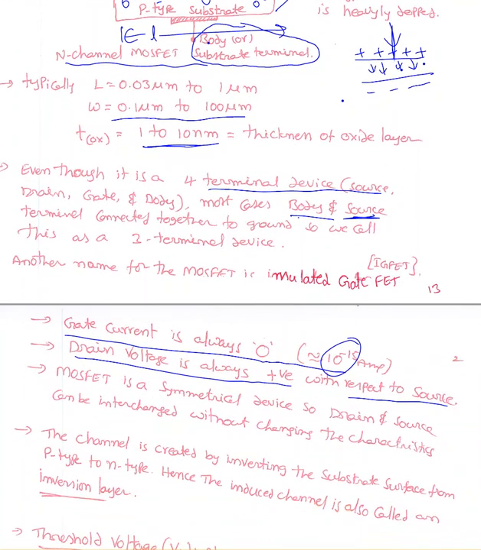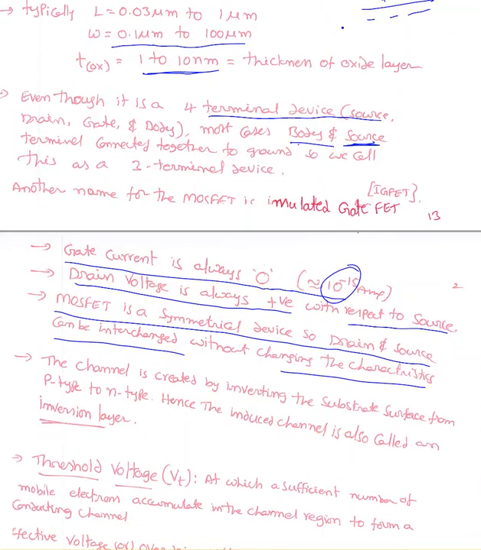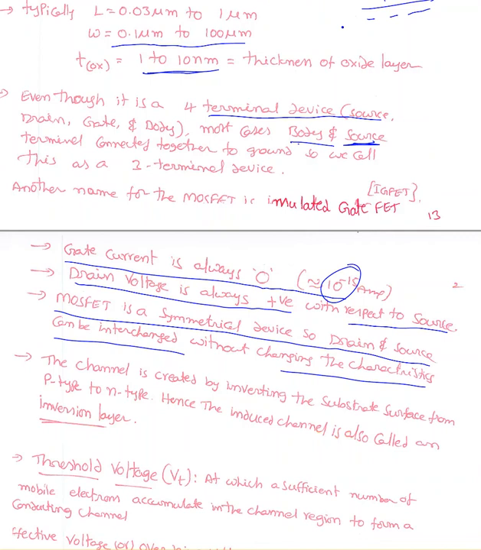Okay. MOSFET is a symmetrical device, so drain and source can be interchanged without changing the characteristics. So it's a symmetrical device. We can change source to drain, drain to source, not like a regular transistor or bipolar junction transistor. The channel is created by inverting the substrate surface from p-type to n-type. Hence, the induced channel is also called an inversion layer.